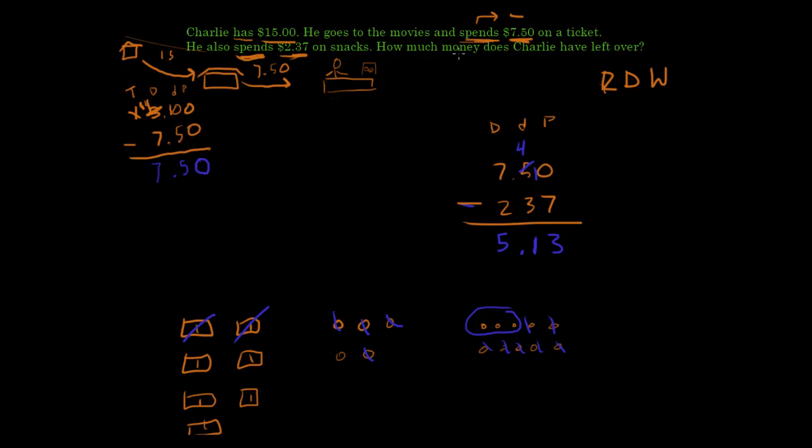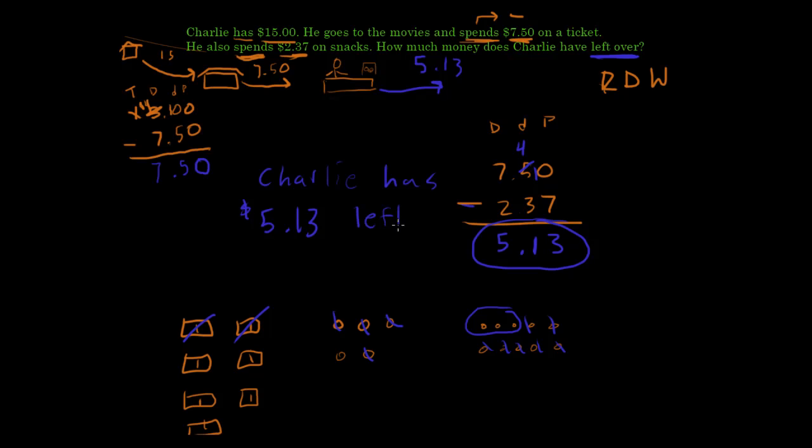Let's double check. How much money does Charlie have left over? We want to know this number right here. How much is in Charlie's pocket after he leaves the snack counter? The answer is $5.13. Charlie has $5.13 left. Make sure that decimal point is clear. And that's how you solve a problem like that.